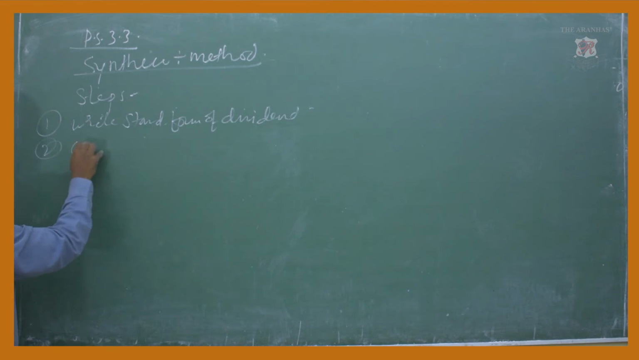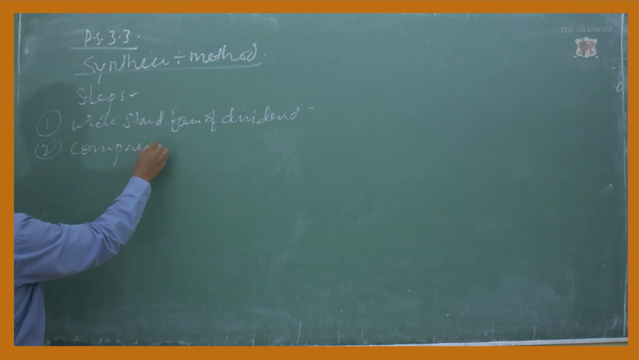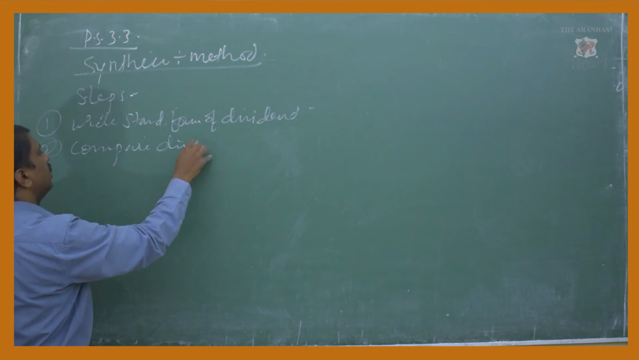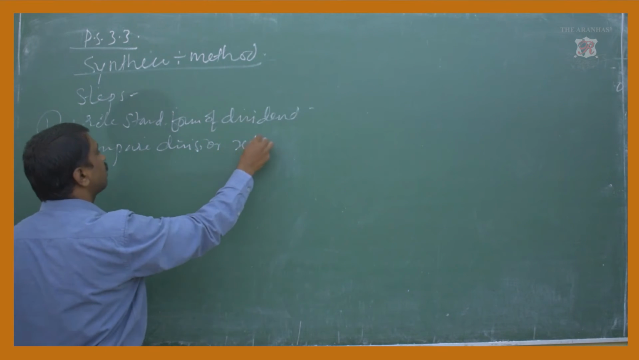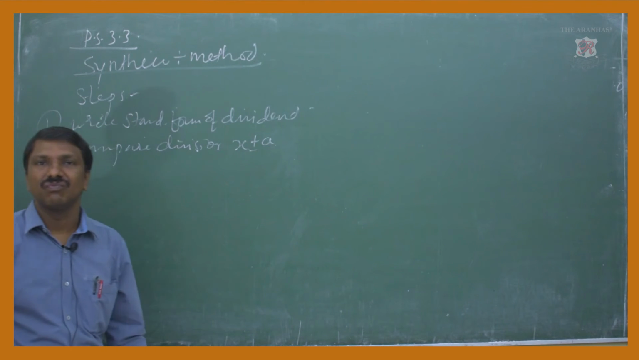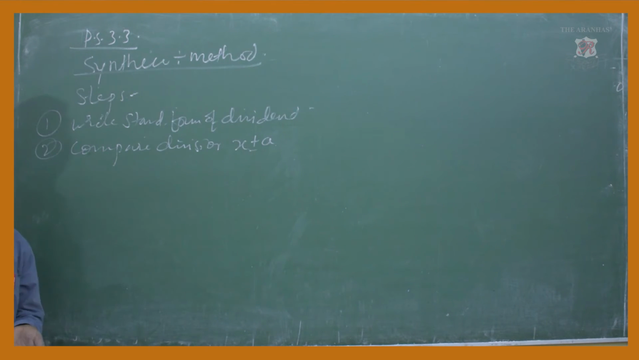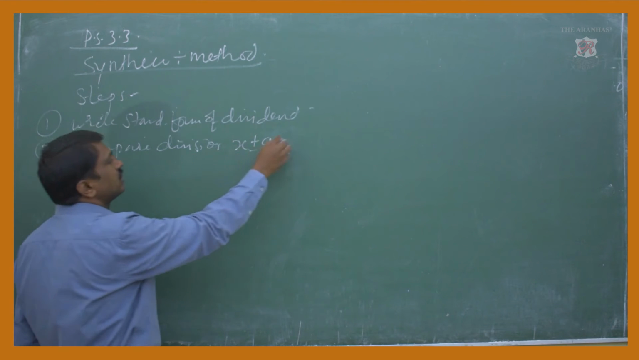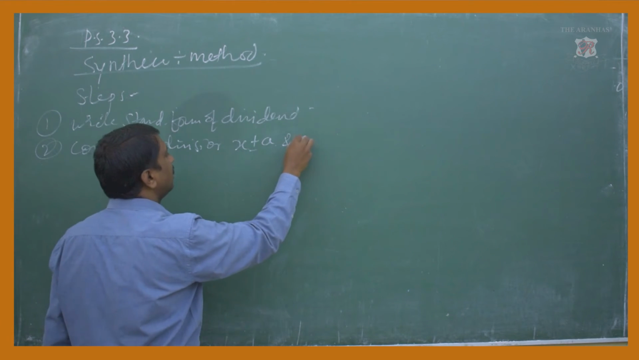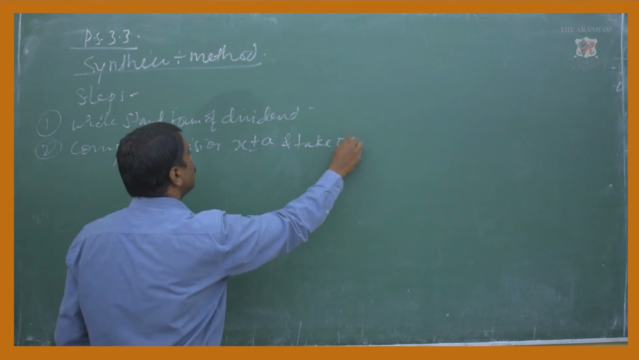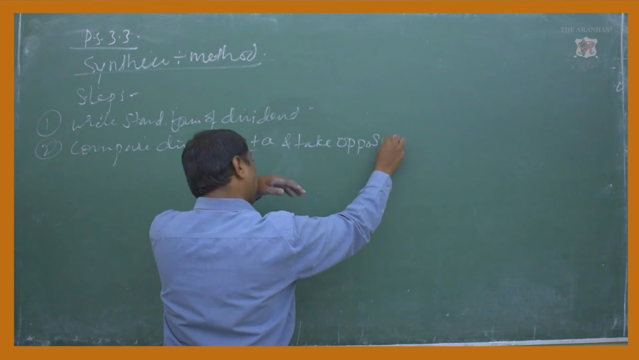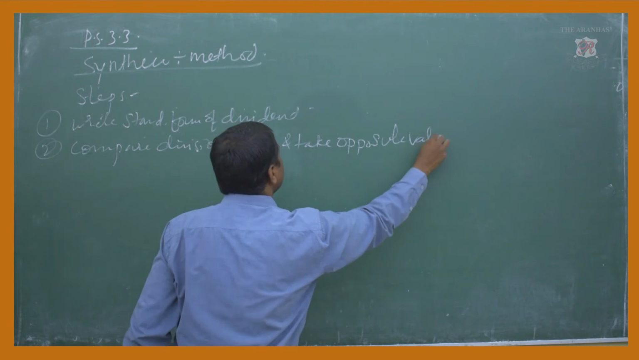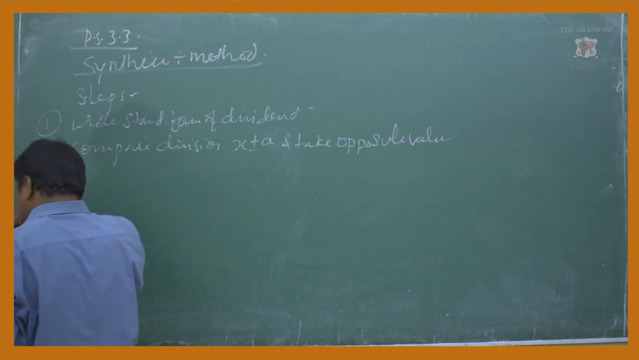Second, compare the divisor. Here we compare the divisor with x plus or minus a. Whatever the divisor will be, take the opposite value. And here I will write, take opposite value. See, opposite value means what? That also we will see here.